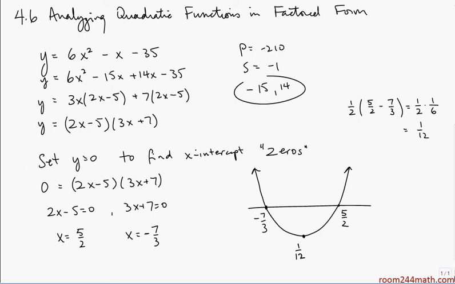Now, finding the y-coordinate is a little bit more tedious, because you have to take that x-coordinate and plug it into the original quadratic, 6x squared minus x minus 35. And that's going to be a little ugly without a calculator to help you. Turns out to be minus 841 over 24, which is really close to negative 35, which isn't too surprising because we know the y-intercept is negative 35, and obviously this vertex is very close to the y-axis.